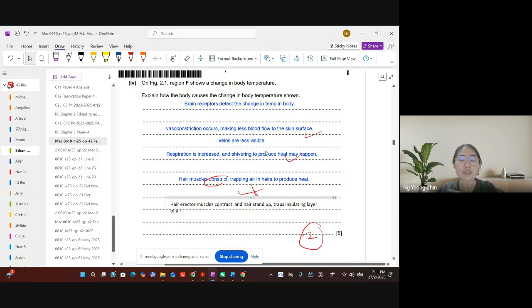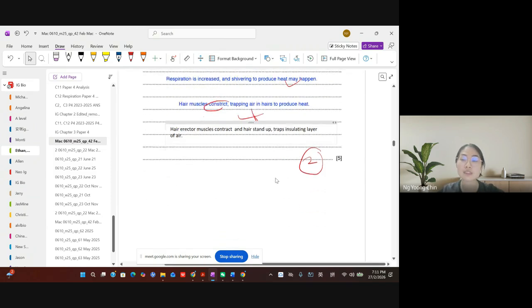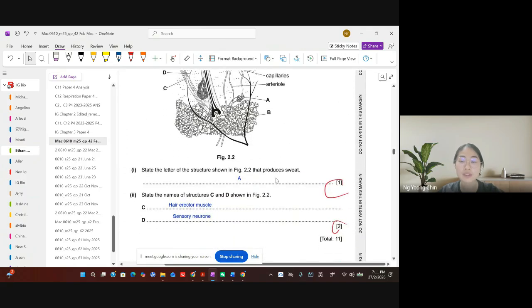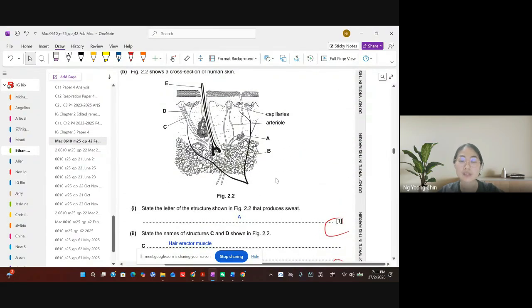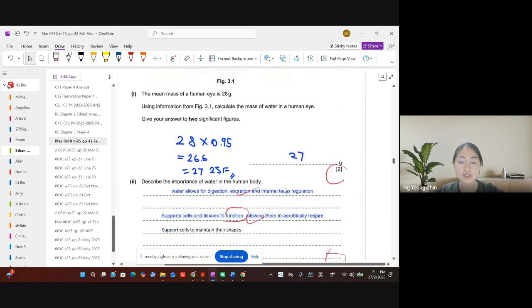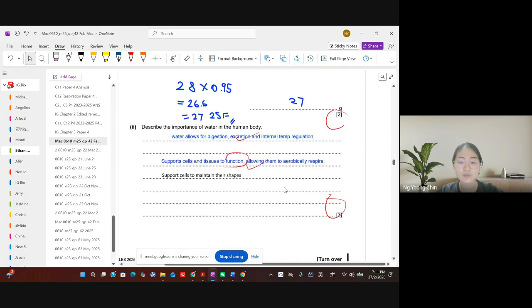This happens when you feel very cold, so your body will take part to reduce the heat loss. Whenever you feel very cold, you can say the body stops producing sweat. You can include this answer also, because it will not produce sweat in the cold period. It will only produce sweat on a hot day. So this is the hair muscle, and then this one.